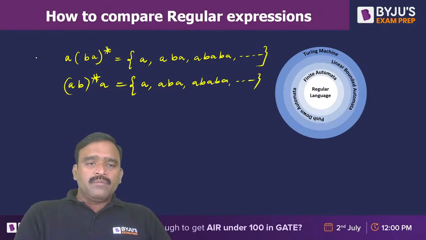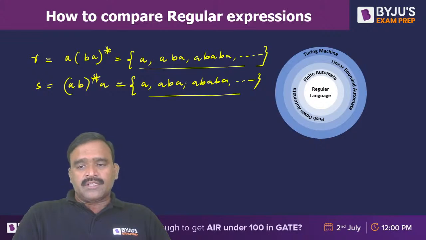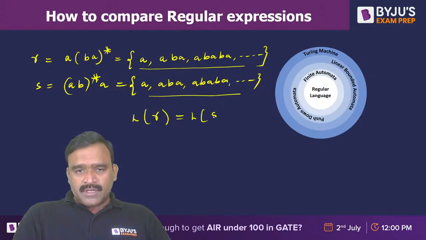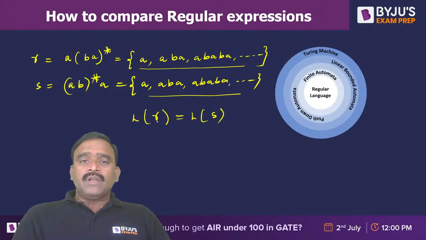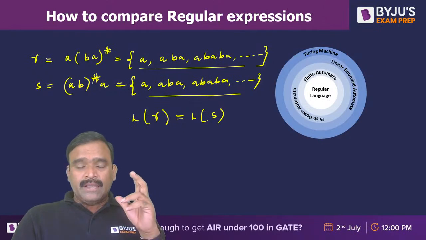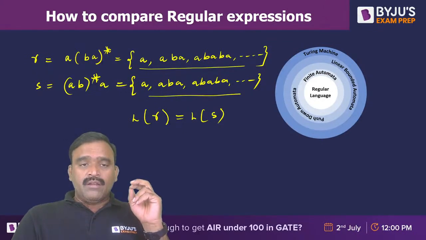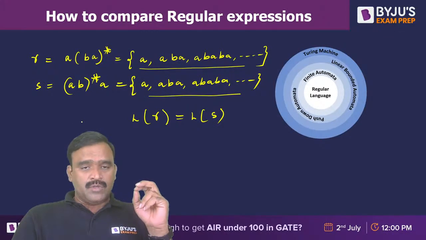Let one be regular expression R, and let the other be regular expression S. If the languages are the same, then both the regular expressions are equivalent. So we can say that the language of regular expression R is the same as the language of regular expression S. And please remember, regular expressions are possible only for regular languages. For a non-regular language, a regular expression is not possible.